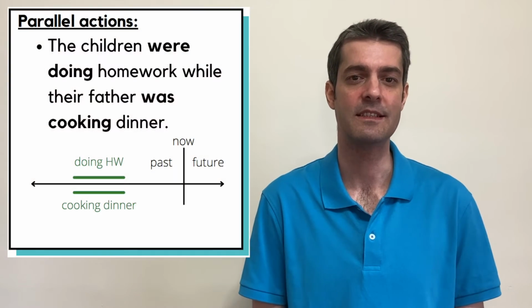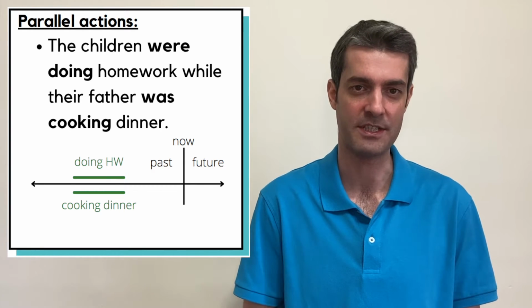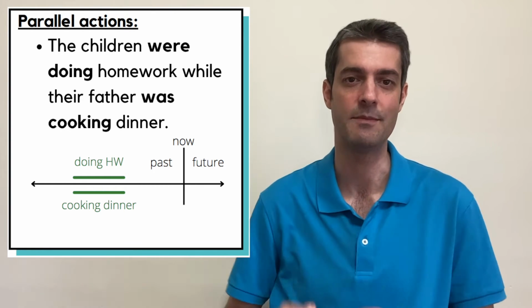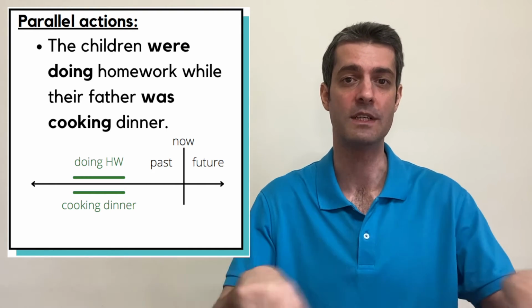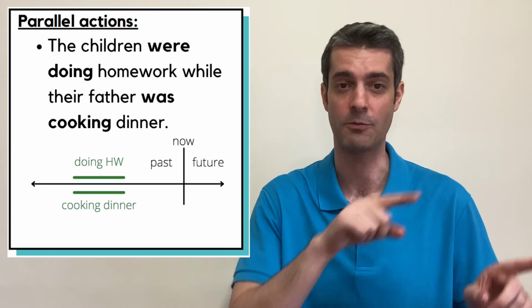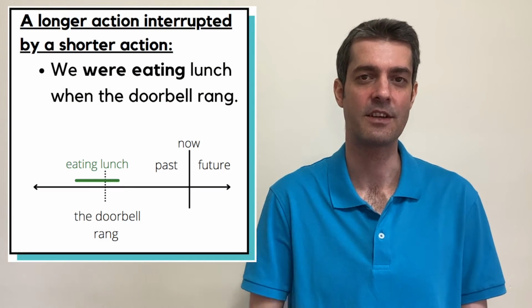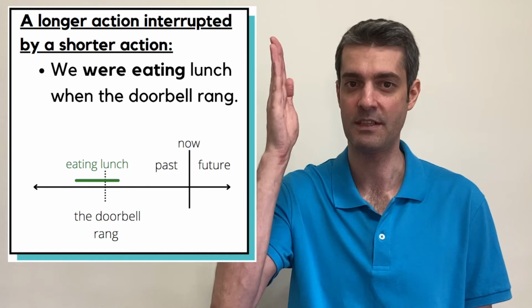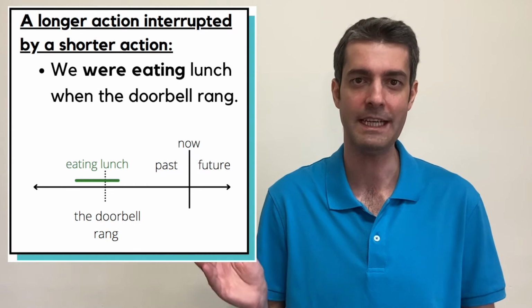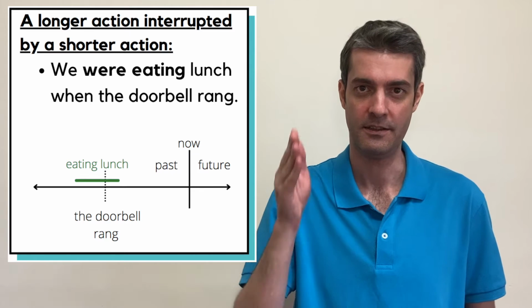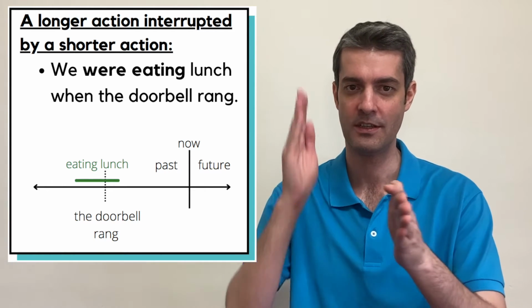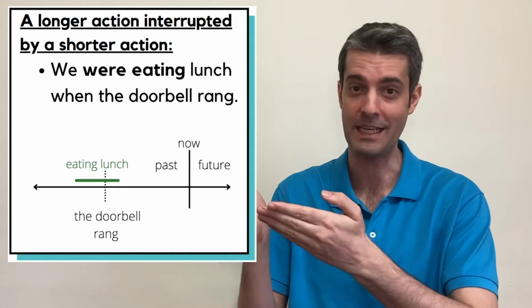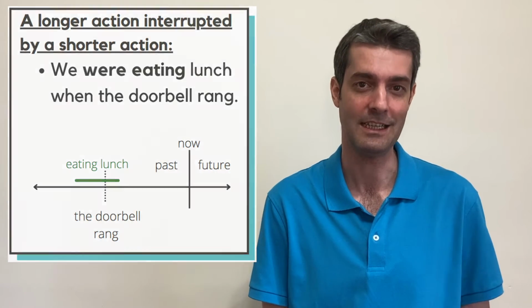We also use the past continuous tense to talk about parallel actions, actions happening at the same time as one another. The children were doing homework while their father was cooking dinner. These actions were happening at the same time. We also use the past continuous tense to talk about a longer action that was interrupted by a shorter action. We were eating lunch when the doorbell rang. The shorter action is in the past simple tense. We were eating lunch, the doorbell rang, and after we answered the doorbell, we continued eating lunch.